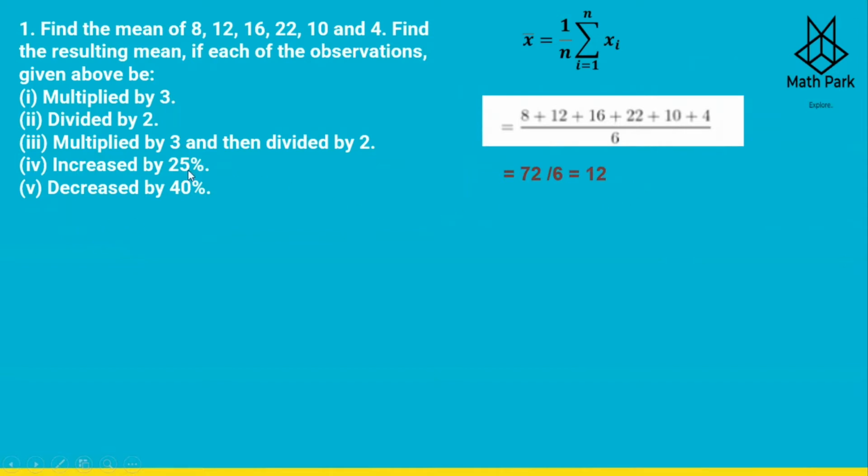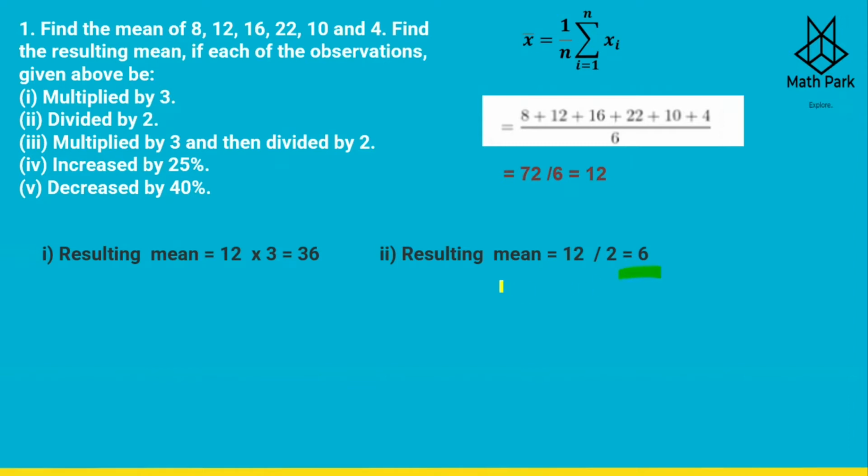Now, all these questions are based on properties of mean. So, if each observation is multiplied by 3, the resulting mean will also be the original mean multiplied by 3, so the resulting mean is 12 times 3, that is 36. If each observation is divided by 2, the resulting mean will also be the original mean divided by 2, so the resulting mean is going to be 6 over here.